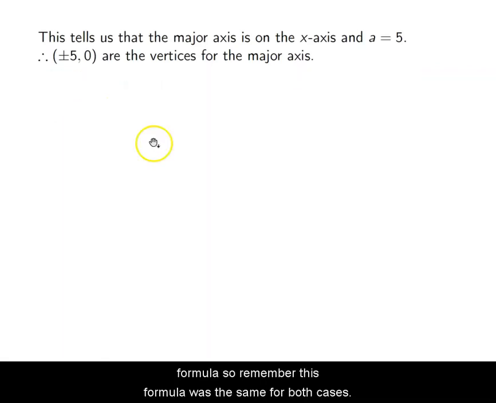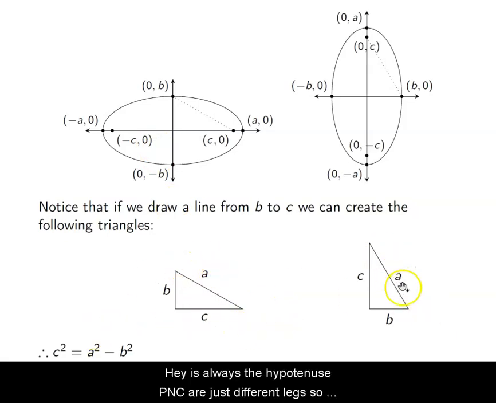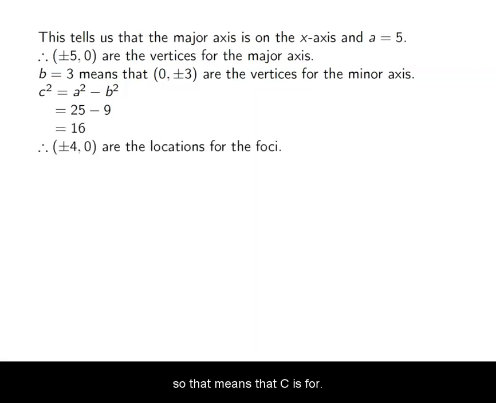If I want to find out where the foci are, I just follow that formula. Remember, this formula was the same for both cases. A is always the hypotenuse, B and C are just different legs. So if I want to find C, it's always going to follow this formula. So again, A is 5, B is 3. Plug those things in, and I get c squared is 16, so that means that c is 4. So my foci are located at plus or minus 4.